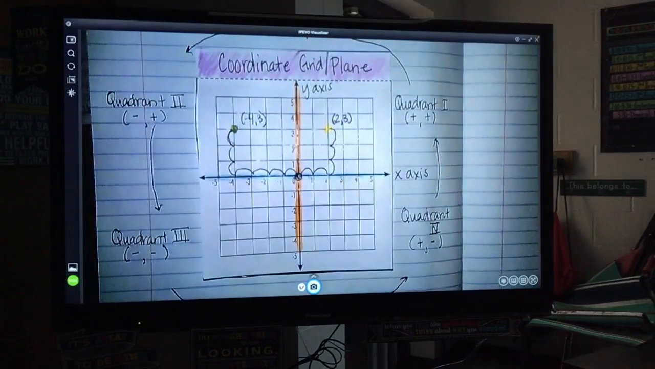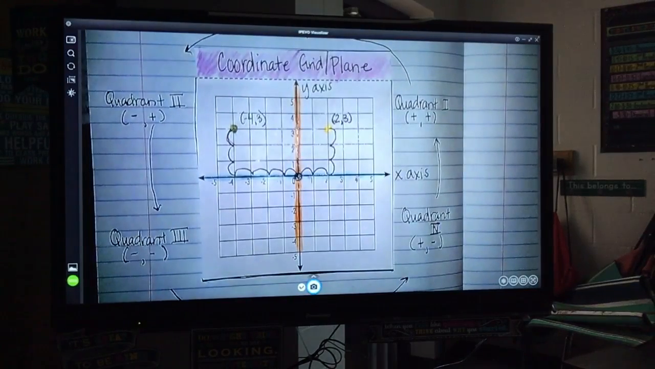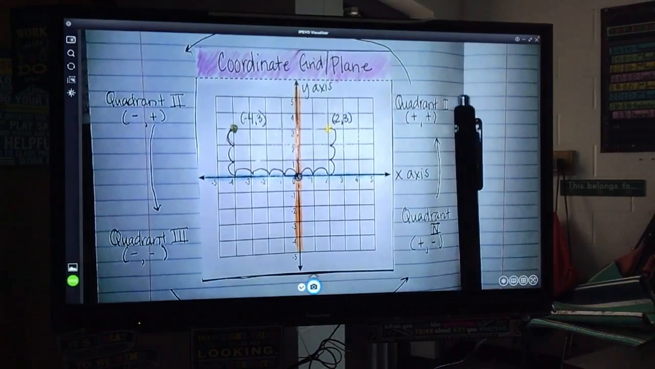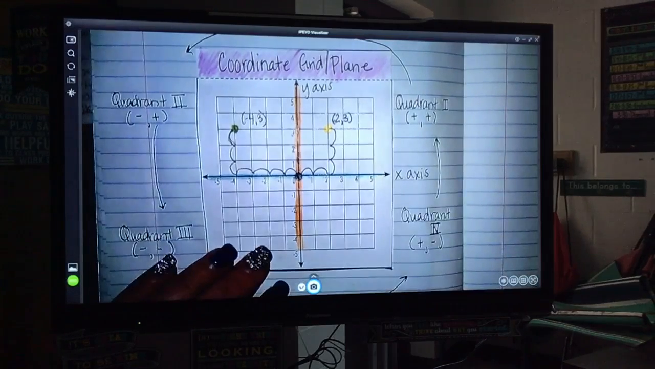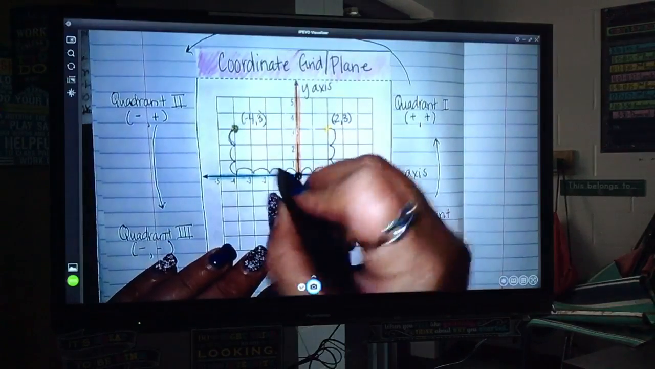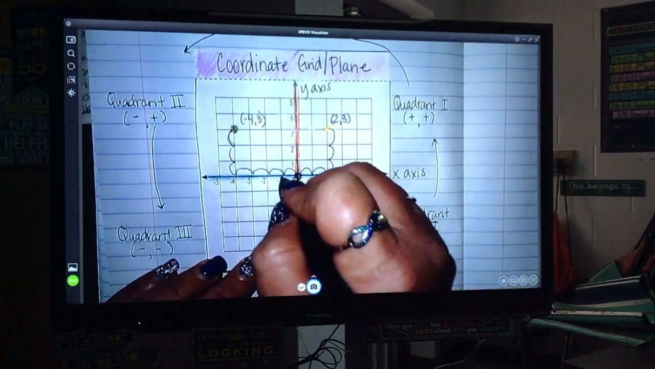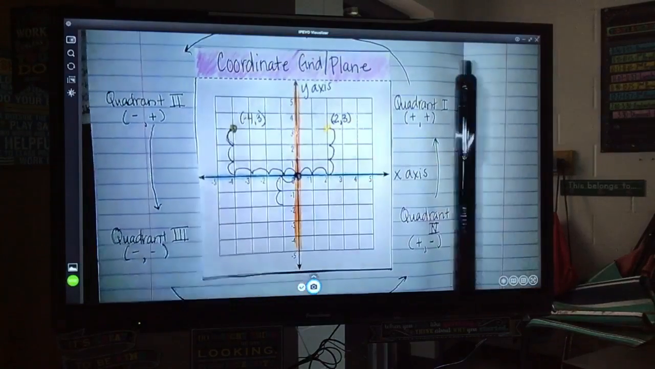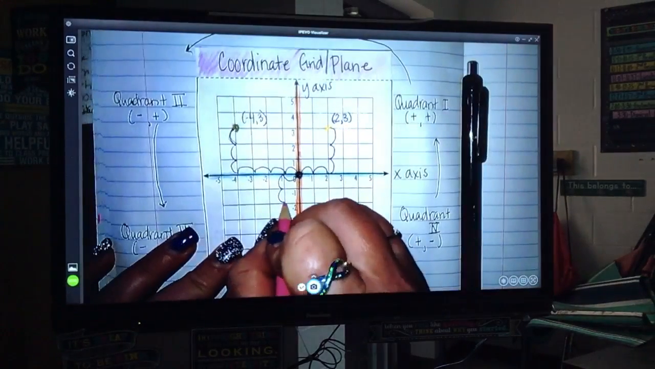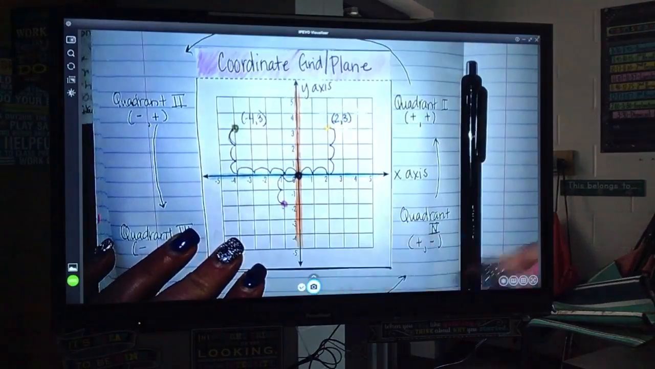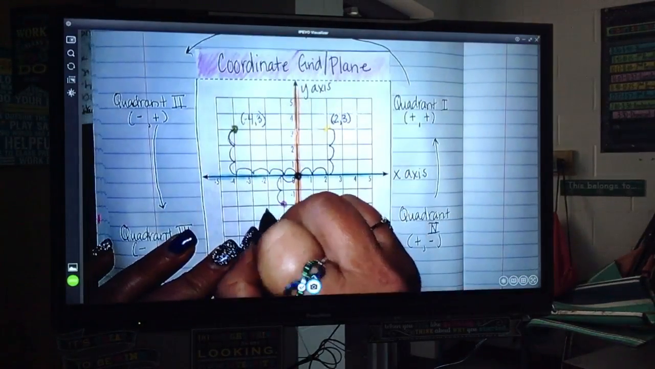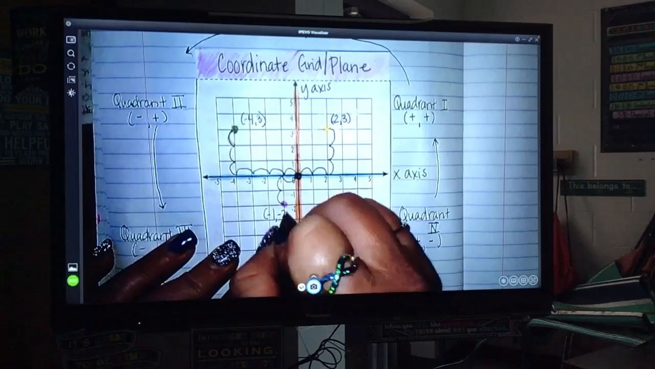Alright, my third point. The third point is -1, -2. Alright, Cooper? You would go to the left 1 in quadrant 3, and then you would go down 2. That is my third point, so -1, -2.